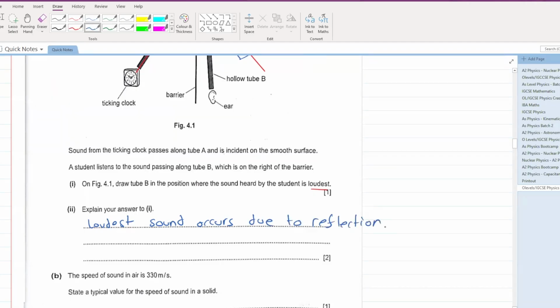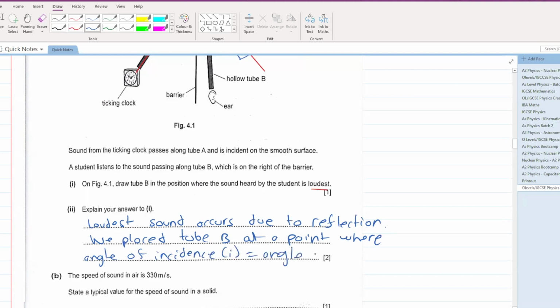and we placed tube B at a point where angle of incidence I equals the angle of reflection R. Angle of incidence I equals the angle of reflection R. Simple as that. Let's further move ahead.